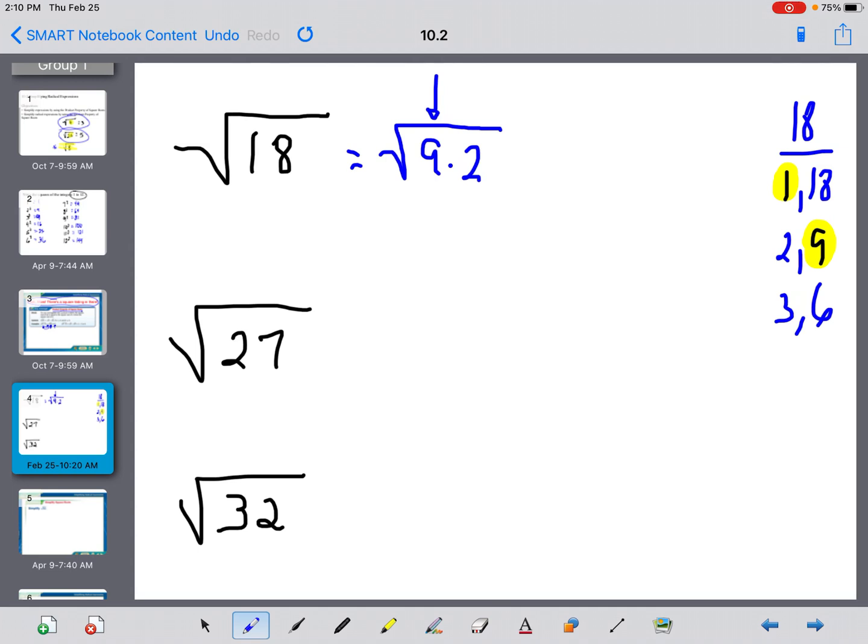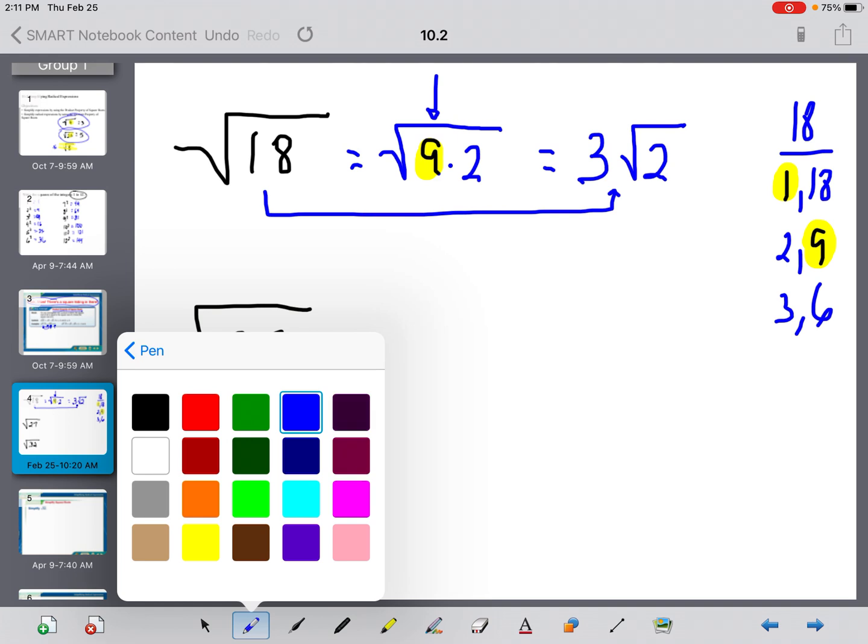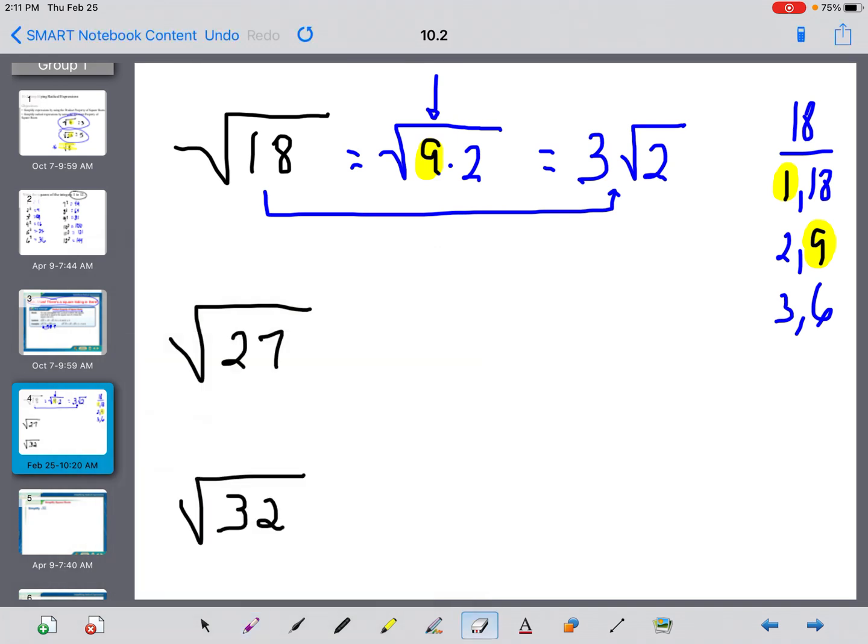When you look at 18, you may not see the 9, but it's there. Now, the square root of 9, this piece here, is 3. And what's left after you take out the square root of 9 is the square root of 2, which is not cute. You can't fix it. And that's the final answer: 3 times the square root of 2. So the square root of 18 simplifies to this. So we're looking for the square hiding in there.